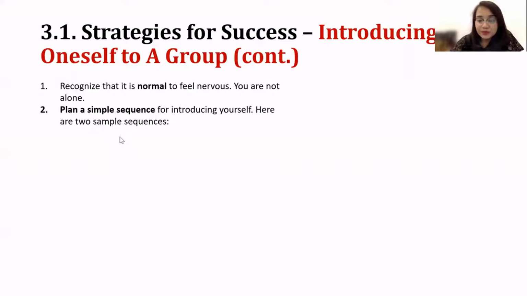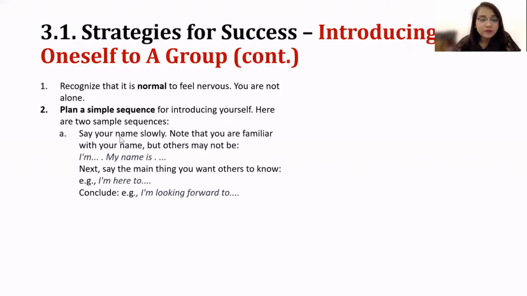To help you, number 2, plan a simple sequence for introducing yourself. The sequence of content of your introduction. And here are 2 sample sequences. First one, say your name slowly, especially if you are from other countries. How people in a certain country are named can be very complex or difficult to understand for citizens of other countries. So please say your name slowly. Not that you are not familiar with your name, but others may not be.